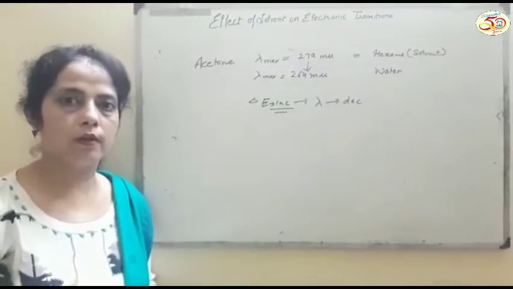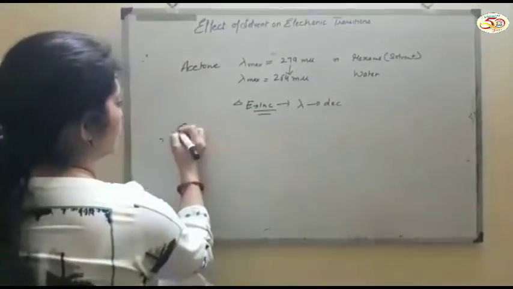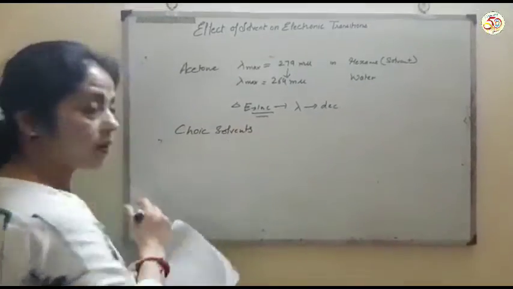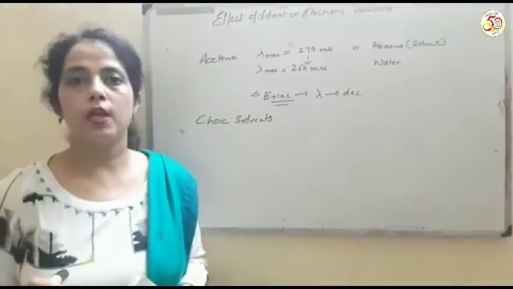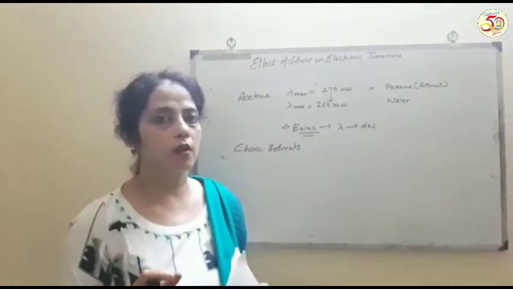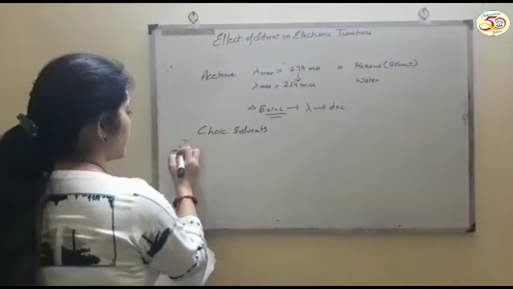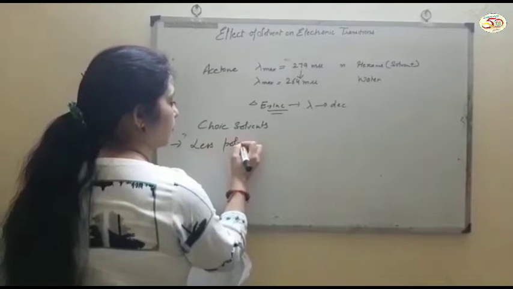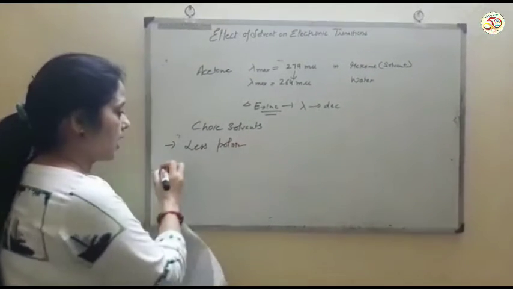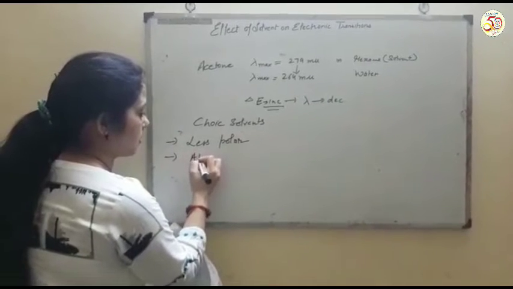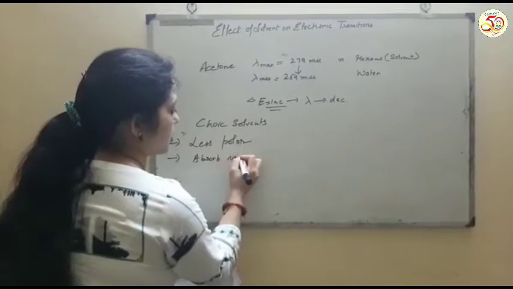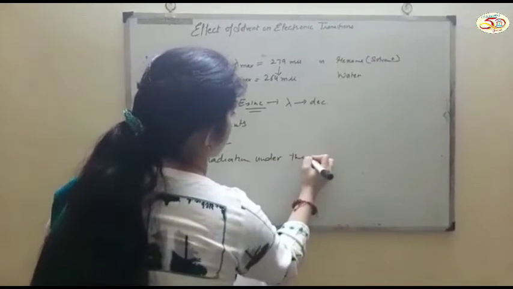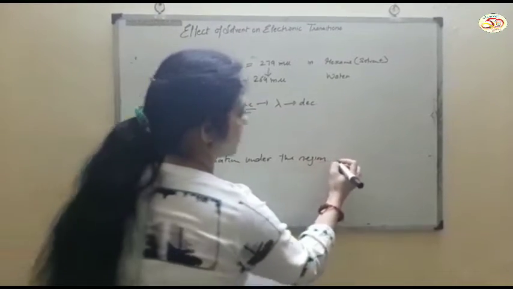So we should select solvent very carefully. So for choice of solvent, there are certain conditions. For example, first condition, it should not absorb radiation in the UV region selected for the study. And second condition is it should be less polar, and it should not absorb radiation under the region selected for investigation.